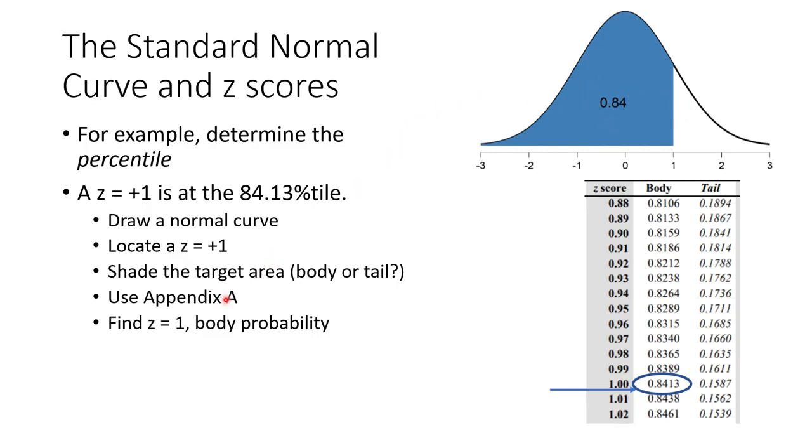So then you go to Appendix A, and you're going to find the z-score of 1 that we're interested in, because that was the value, z-score. And then you find the body probability, and that tells you that it was 0.8413. That means that 84.13% of all the people who took this test scored as well as or worse than a score of 1, a z-score of 1.